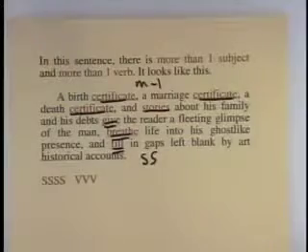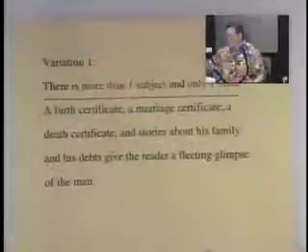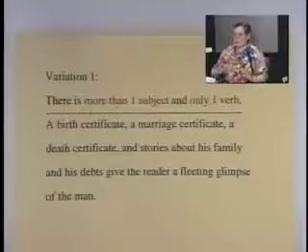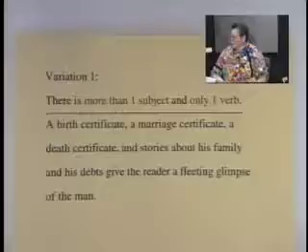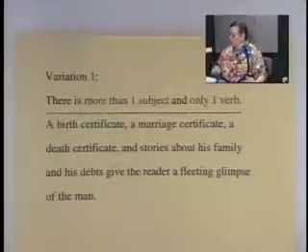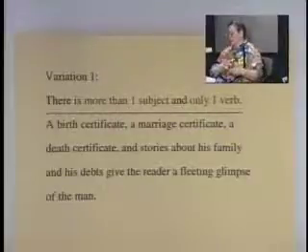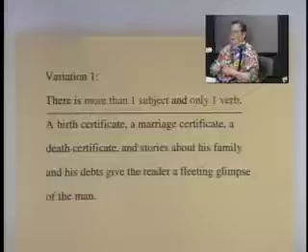Well, can you imagine that if that's the case, it must be possible to have a variation of the same thing? So that we can look at this simple sentence, which is a little bit shorter. Now, this should be cake. You should be able to analyze this one very quickly. More than one subject, only one verb. A birth certificate, a marriage certificate, a death certificate, and stories about his family and his debts give the reader a fleeting glimpse of the man.